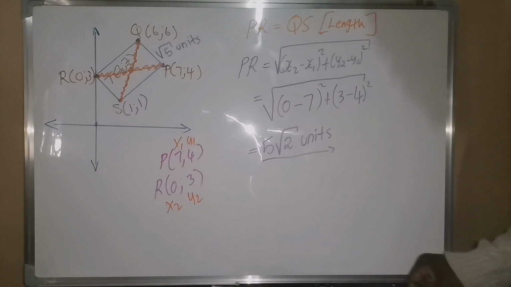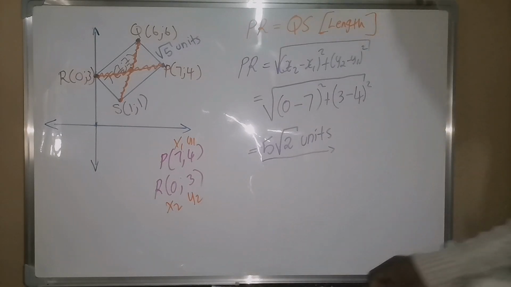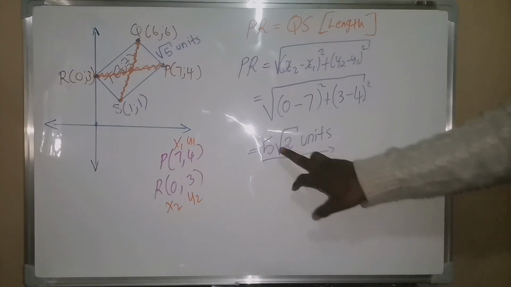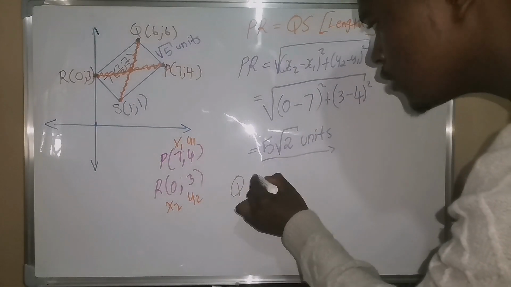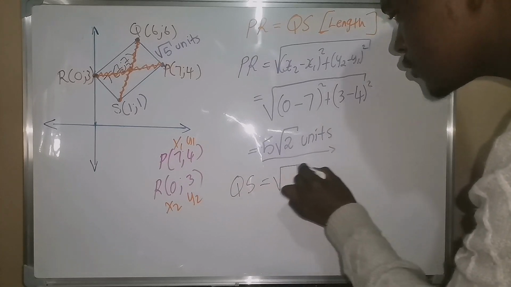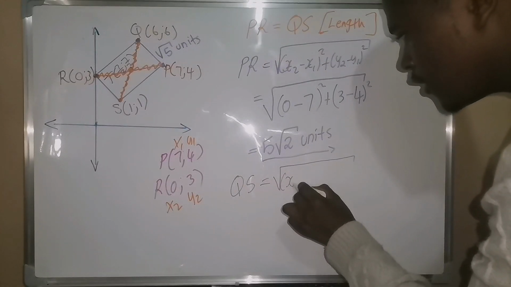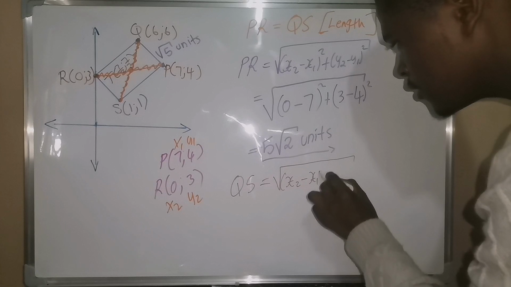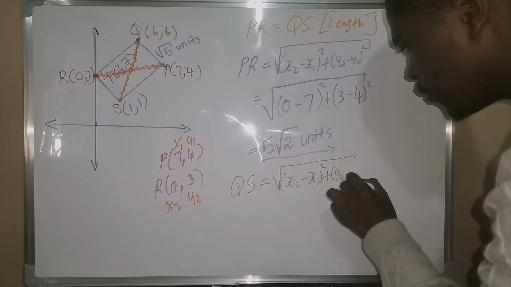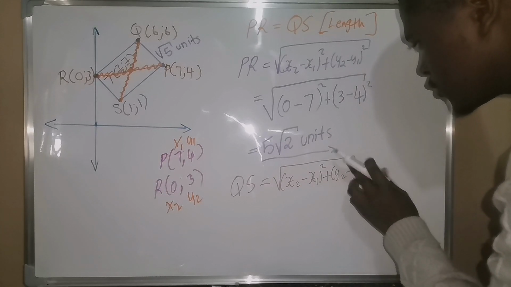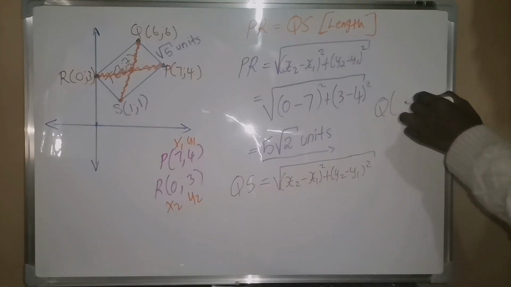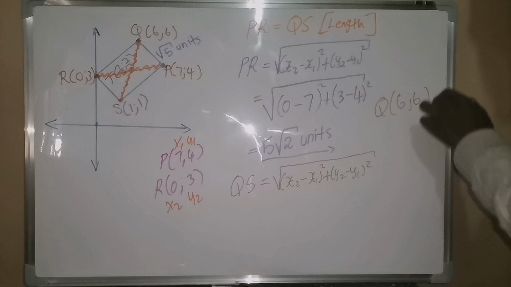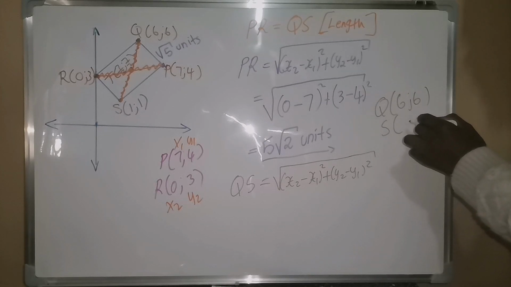Now how about the length here? That means it should also be 5 square root of 2 for QS. QS is equal to the square root of (x2 minus x1) squared plus (y2 minus y1) squared. Here Q is (6, 6) and S is (1, 1).